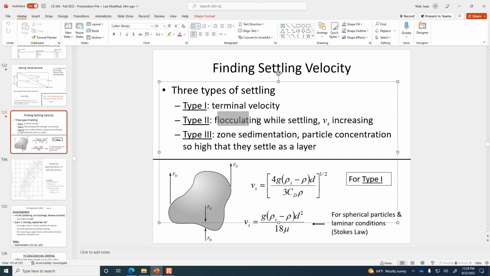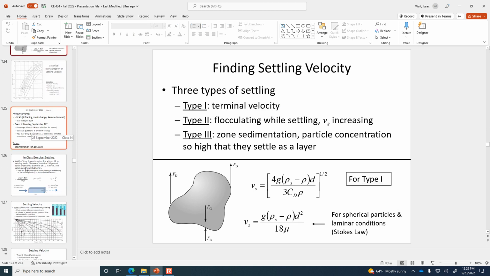Type 2 assumes that the settling velocity is increasing as the particle goes down, because particles are still bumping together and floc is growing inside of the clarifier. So type 1 is a constant settling velocity. Type 2 is an accelerating settling velocity. And type 3, the settling velocity is getting slower because the particles are interfering with each other. They can't settle down as fast as they'd like because there's other particles in the way. So it's kind of interesting. Constant, increasing, and decreasing settling velocities are how we differentiate these different types.